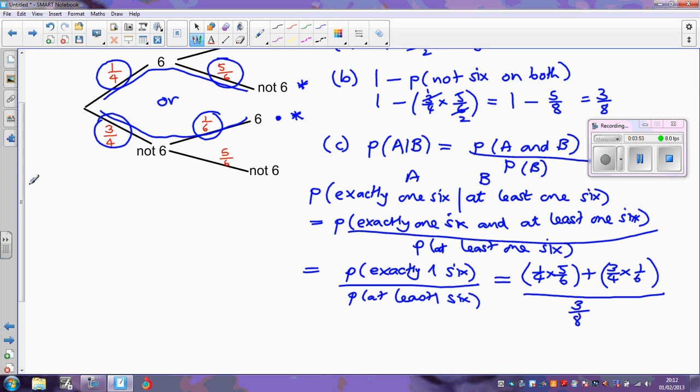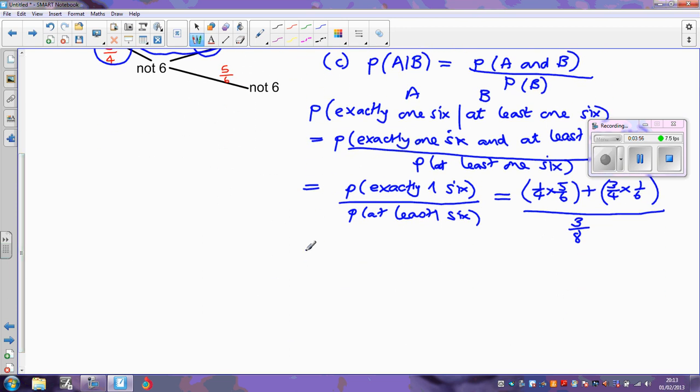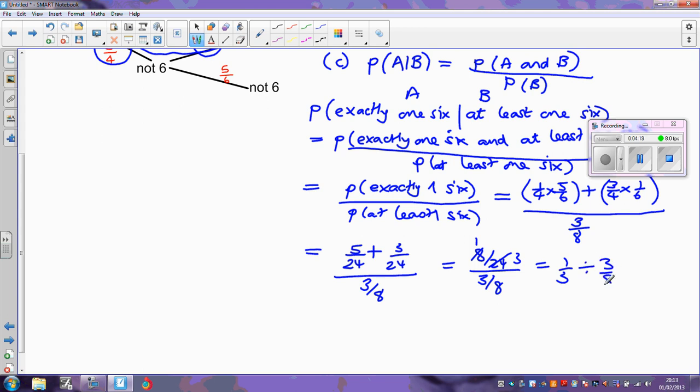Okay, so let's just keep going. It's just a bit of fiddling around with fractions now. Well, 1/4 times 5/6, well, that's 5/24, plus over here 3/24, and that's divided by 3/8. So we've got 5/24 plus 3/24, well, that's 8/24 divided by 3/8. In other words, I can cancel that to a third. So it's 1/3 divided by 3/8. Well, that's the same as 1/3 multiplied by 8/3, which comes out as 8/9.